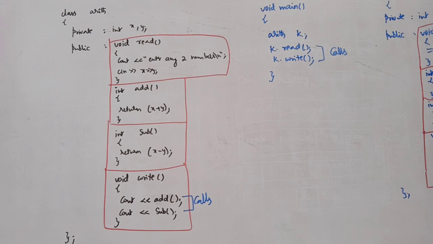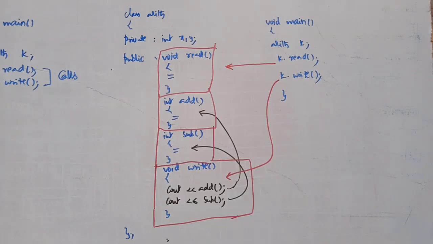Both add and sub are called in the member function write. As usual, you go to the main program and create the object and k.read and k.write. Both are also calls. Once you call k.read, the control will be transferred to the concerned definition part of read. Similarly, k.write. What is important is the way how the control gets transferred.